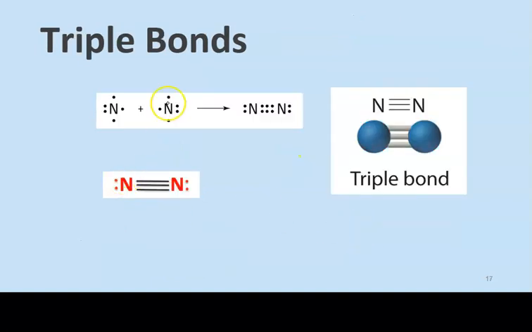Same thing with our triple bonds. Nitrogen starts off and it's like, okay, I've got these 3 electrons that are unpaired, meaning these 3 electrons are looking to form a bond. So there we go. If they bond, now there are no unpaired electrons. That's a triple bond.